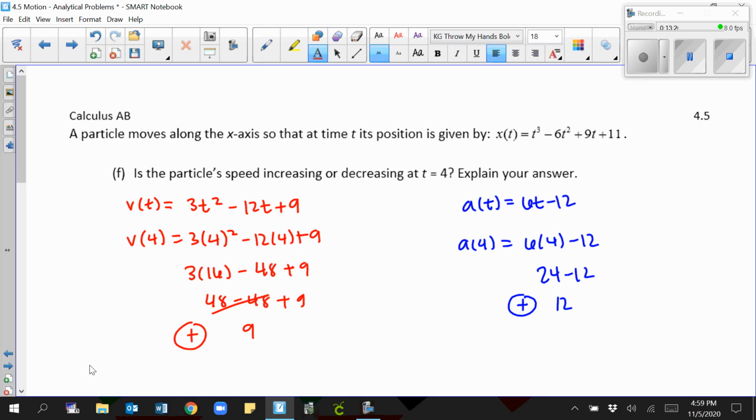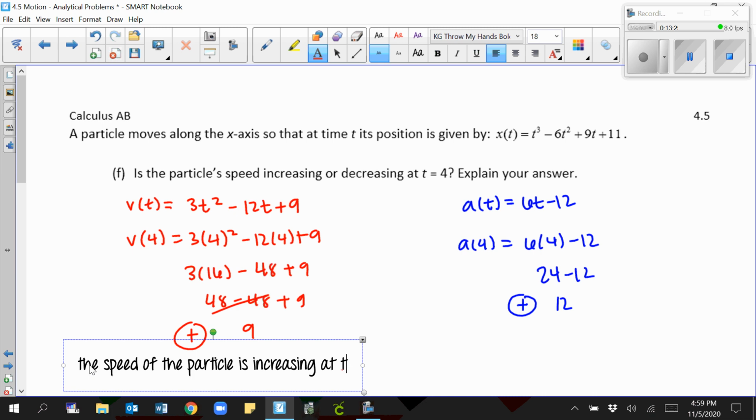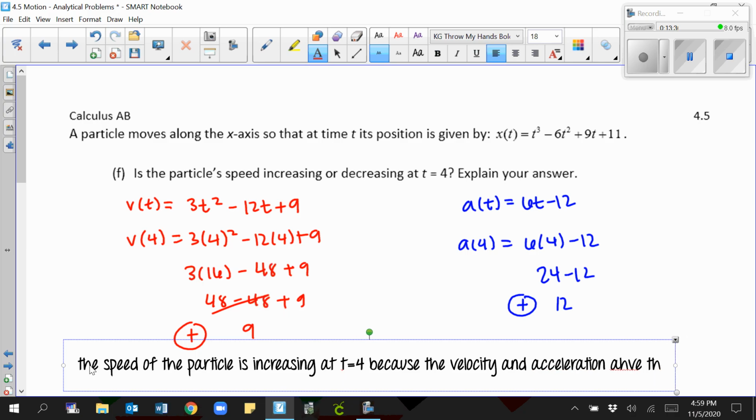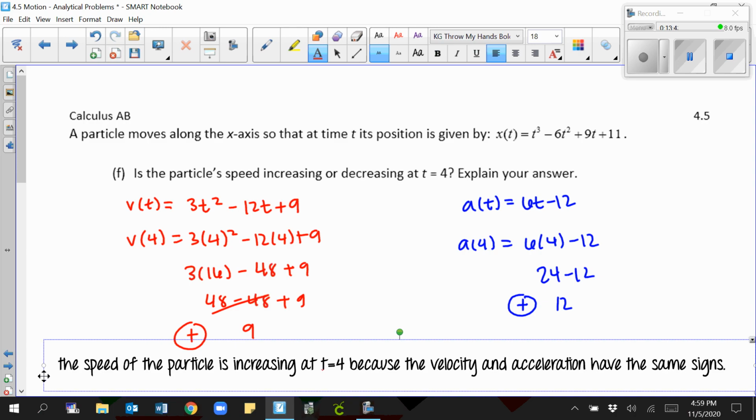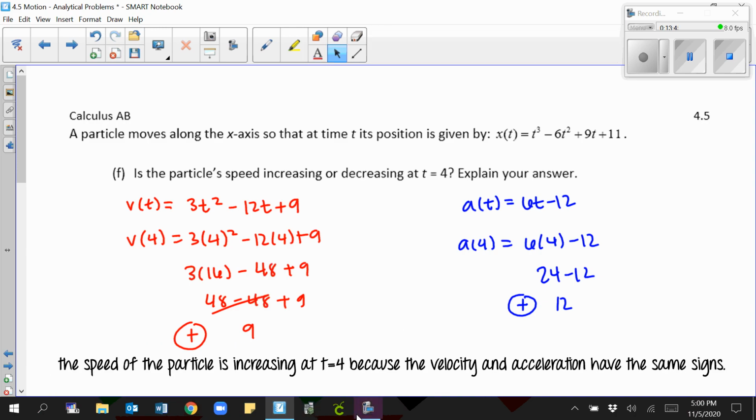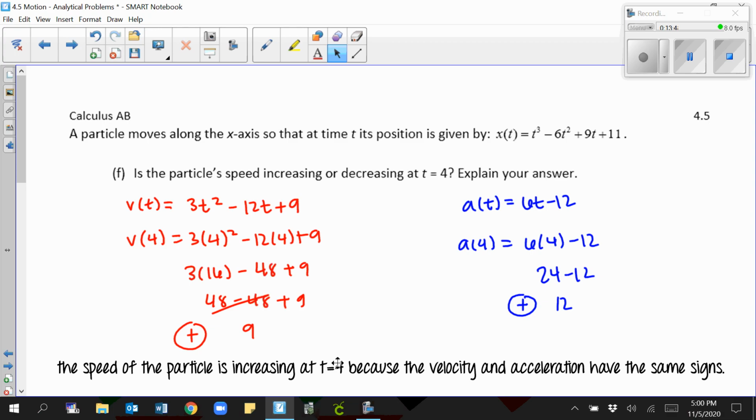So when I write out my answer, I'm going to say the speed of the particle is increasing at t equals 4 because the velocity and acceleration have the same signs. So there is our explanation and our answer there. And I believe we have one more that we're going to look at.